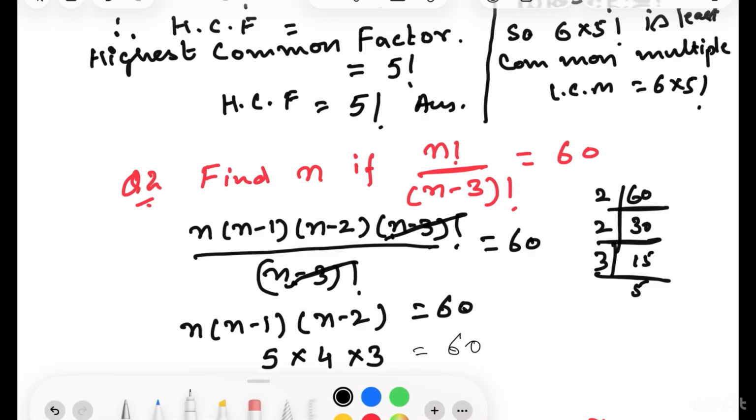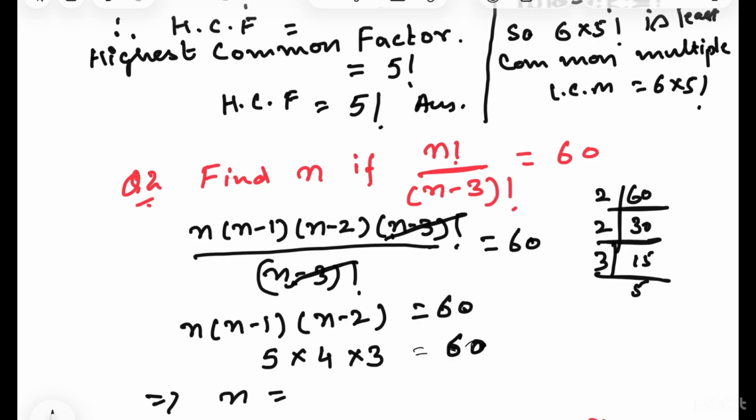So this implies ये 60 है आपका. So this implies n is equal to, what is n? n is equal to 5. क्यों? क्योंकि 5 में से 1 माइनस किया हमने 4 आ गया, उसमें से 1 माइनस किया हमने 3 आ गया. ये कह लो कि 5 में से हमने 2 माइनस किए तो 3 आ गया. सो n इज इक्वल टू 5 आंसर.